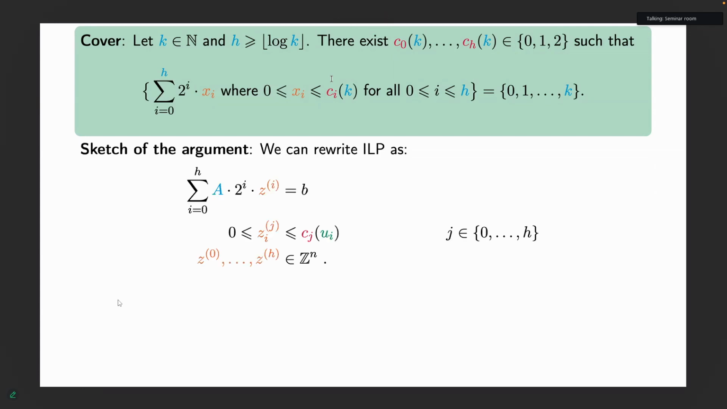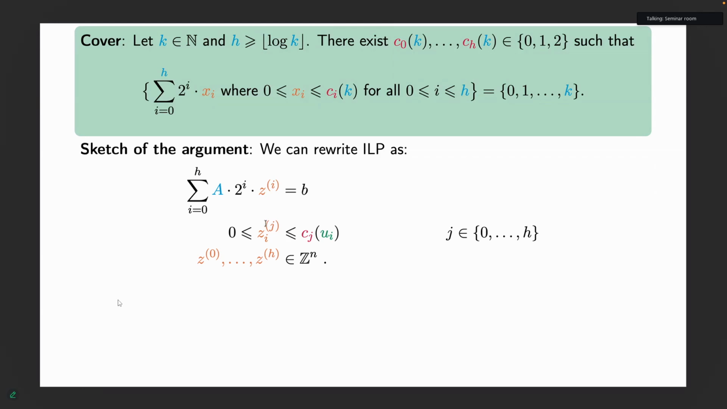And let me tell you how to use this to solve this ILP. That's not really the interesting part. The interesting part is the proof of this statement. So imagine that you have this ILP, you want to solve this. You can rewrite this as just, you have some variable, and this variable has some upper and lower bound. Let's assume the lower bound is 0. By just scaling, we can assume this.